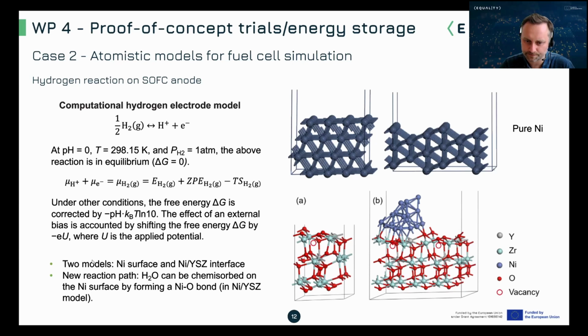With this model, we could find a new reaction path. Water can be adsorbed on the nickel surface and on the YSZ by forming nickel-oxygen bonds. And this was only visible in this complicated triple phase boundary model.